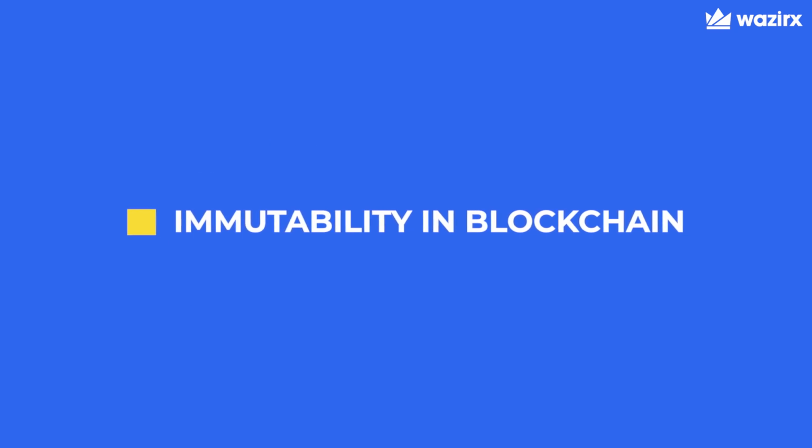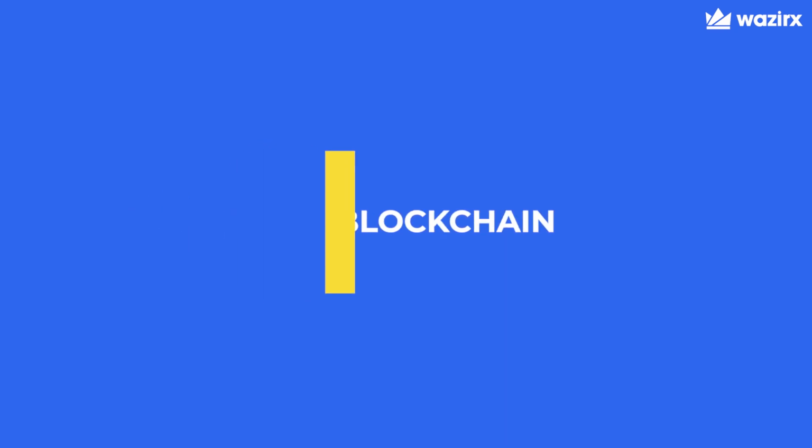So let's now break down what this means, and how we come to some of these other terms like immutability and decentralization and so on. What is immutability? Immutability essentially refers to the inability for anybody to change any transaction that has already happened in the past, right?